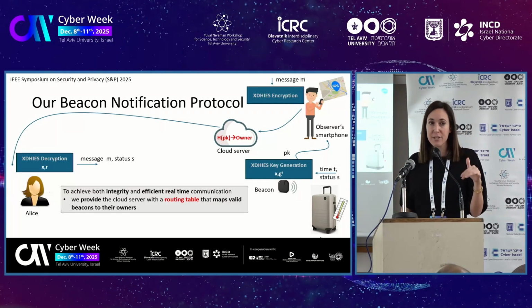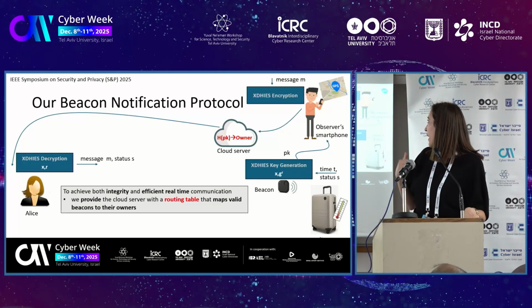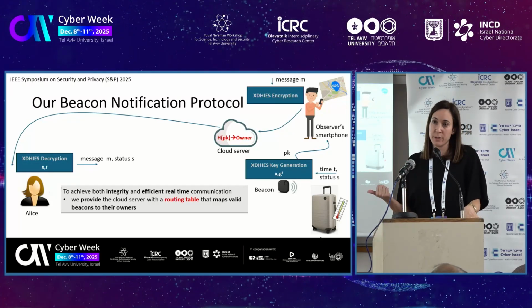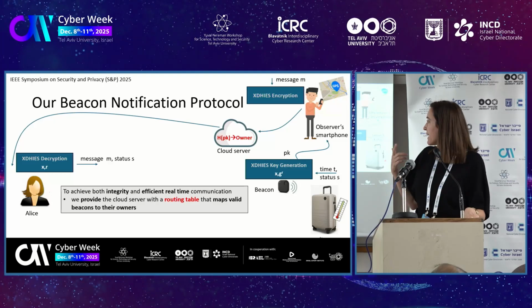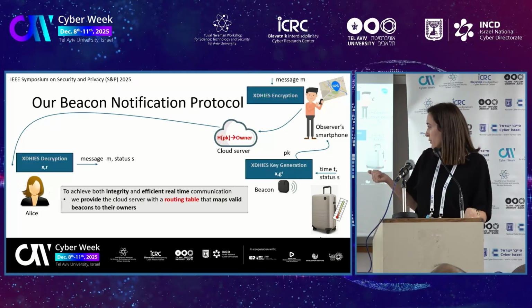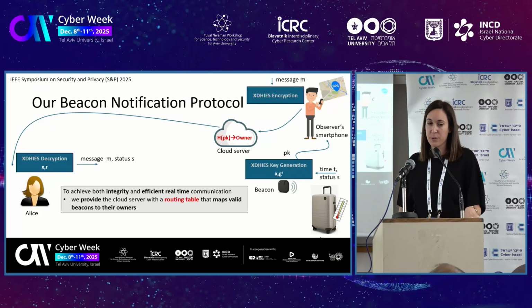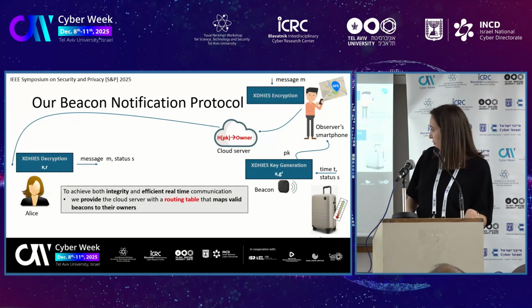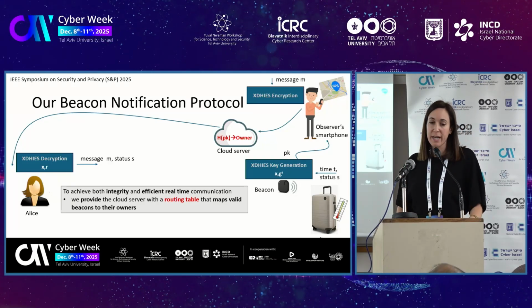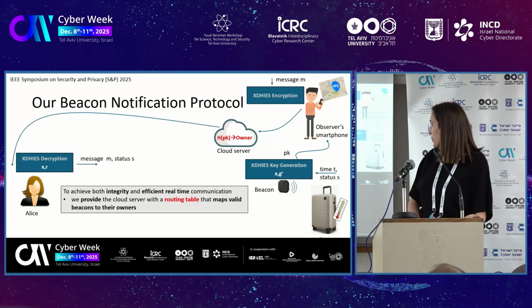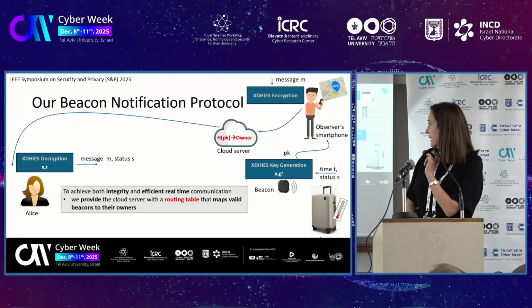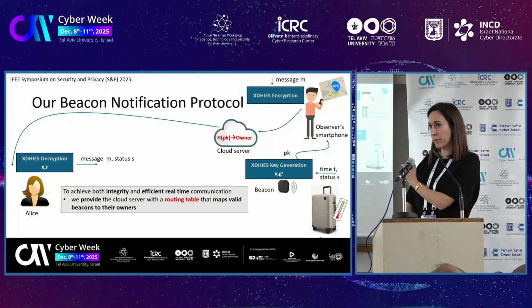Okay, now building on this XDHIS cryptography, we are now going to present our beacon notification protocol. So thanks to the XDHIS cryptography, we already achieved all the requirements for privacy and security, and now we are going to achieve integrity and efficient real-time communication. So in order to achieve integrity and efficient real-time communication, we are going to provide a cloud server with a routing table that can map between valid beacons to their owner.